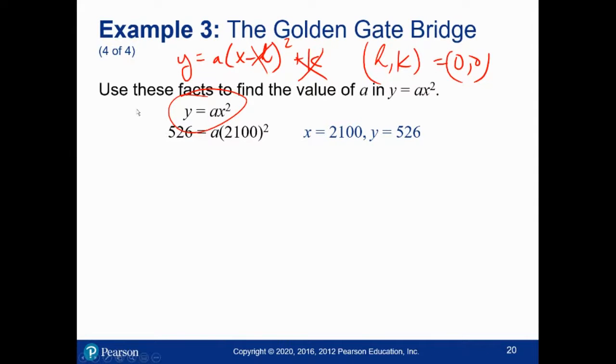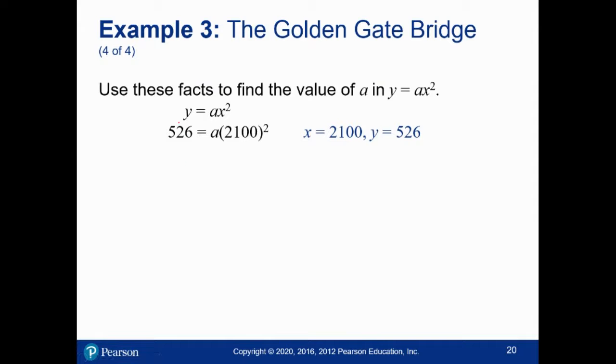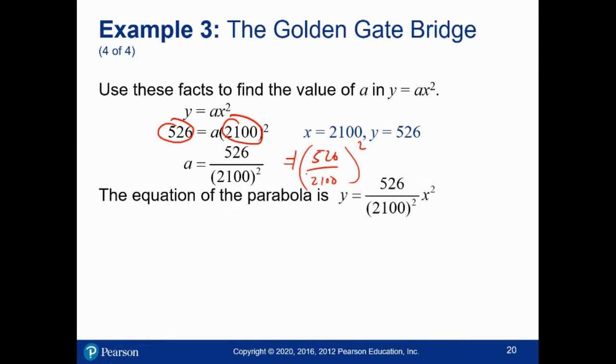So let's take that other point, 2,100, 526. So if I plug in 2,100 for x, I'm going to get out 526 for y, which means a can be solved to be 526 over 2,100 squared. Notice this is not the same thing as 526 over 2,100, all squared. A lot of people would make this mistake punching it into their calculator or something. So therefore, this is the equation of the parabola.